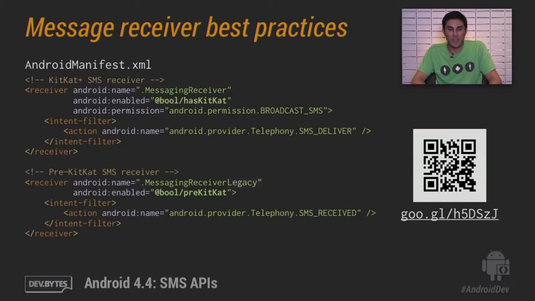Then in our Android manifest file, in our receiver declarations, we assign this Boolean to the Android enabled attribute. This has the effect that on certain versions of Android, one will be enabled and the other disabled, and the reverse on the newer platforms.